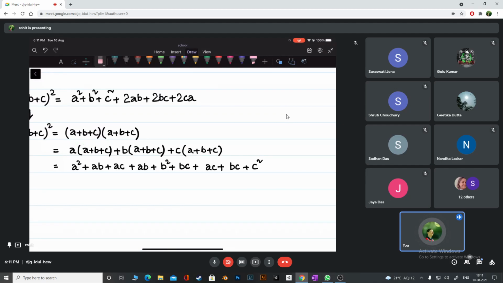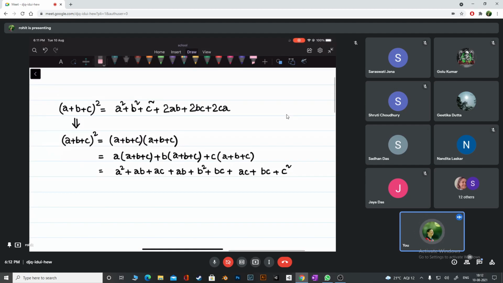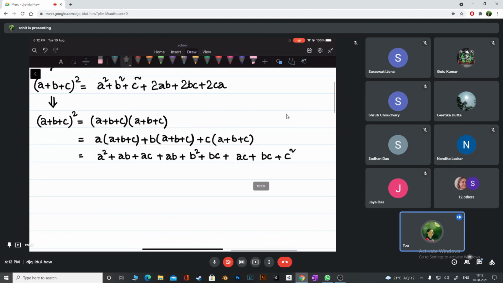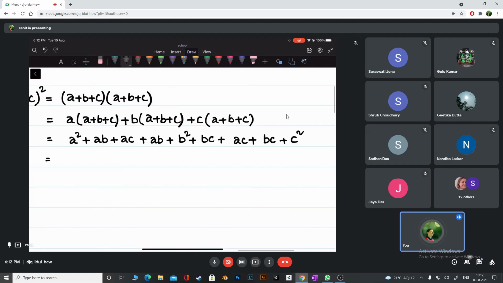Are you clear with this, guys? See, we are still trying to show that this is equal to that. So we'll continue. Now you tell me, what is this? A square I'm writing here, B square, and this is C square. So let me write together. See, A square plus B square plus C square. Plus, let's check. See, this is AB, this is also AB. So we have AB and again plus AB. So what can I write, guys? Twice AB, not AB square but twice AB.